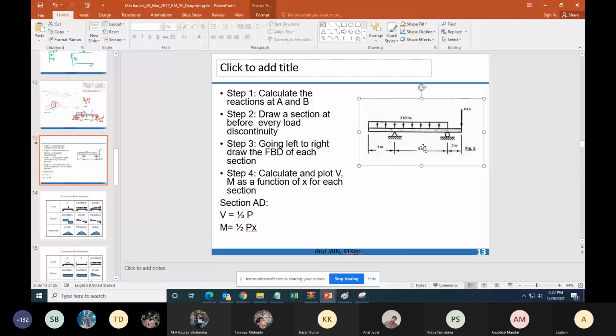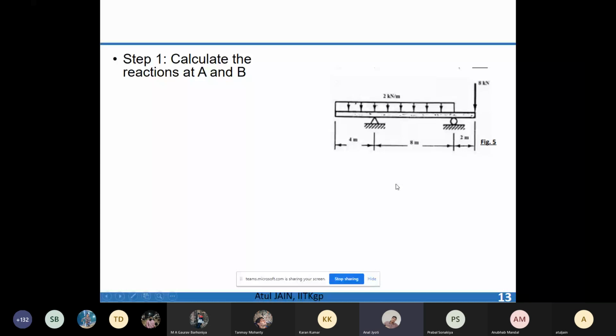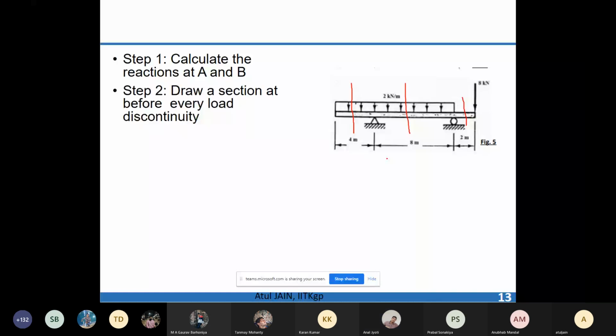Where will we make the sections? How many sections? So 3 sections: 1, 2, 3. Yes or no? Yes, sir. Okay, now please go ahead and try to solve. Can you mark the sections so that it will be easy for us?